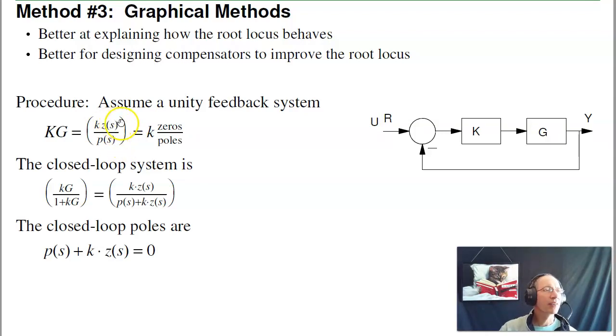Regardless, I've got two polynomials, zeros and poles. The closed loop gain is gk over 1 plus gk. Do a little bit of algebra. The denominator becomes p of s plus k times z of s. So really what I want to do when I sketch the root locus is find the roots of p of s, the open loop poles, plus k times z of s, the open loop zeros. Those roots are the closed loop poles.